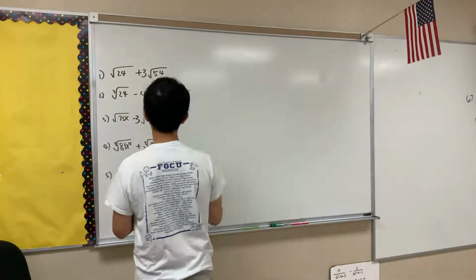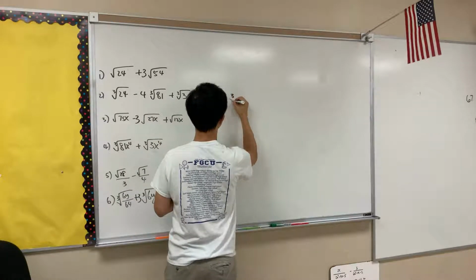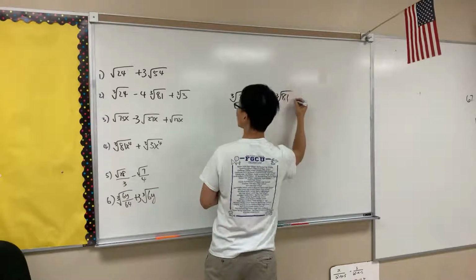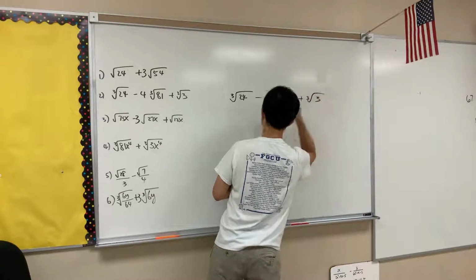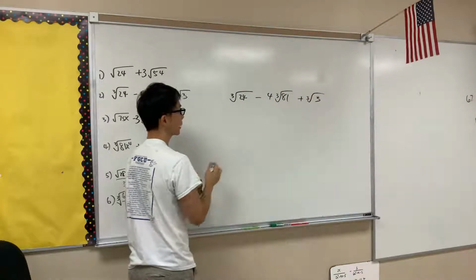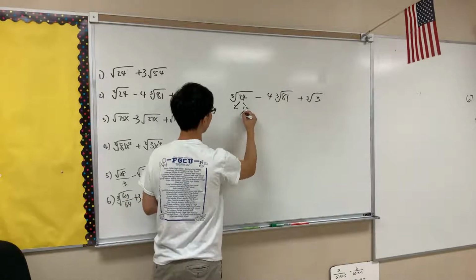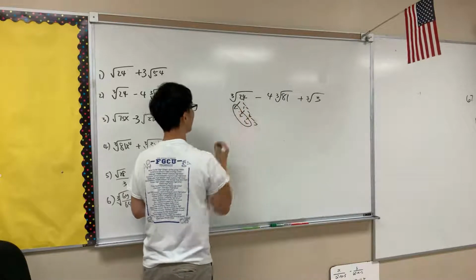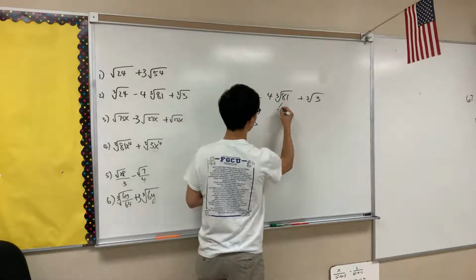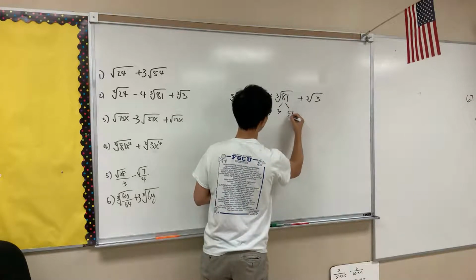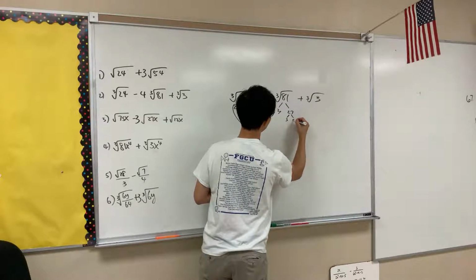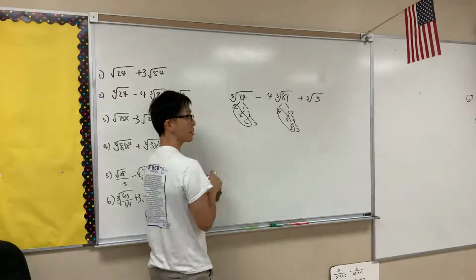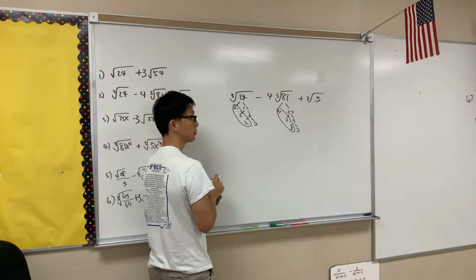Okay, so now we're going to go to the next one, the third roots. Again, third root of 24 minus 4 times the third root of 81 plus third root of 3. Then I'm going to break down more, so in this case it's going to be 2, 12, 2, 6, and then 2 and 3. So I can break up 1, 2. 81 is going to be 3, 27, 3, and 9, and 3, and 3. So you can break up 1. Does this make sense?